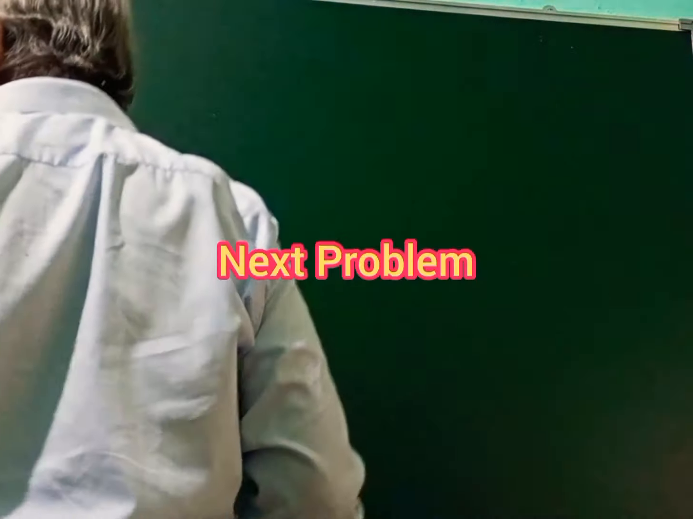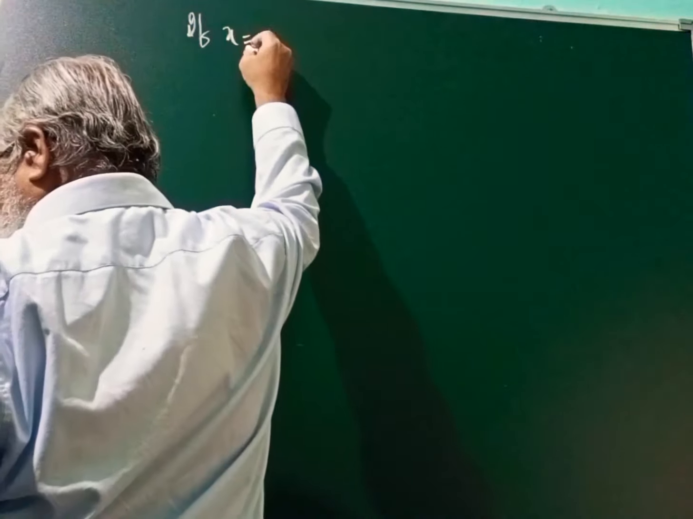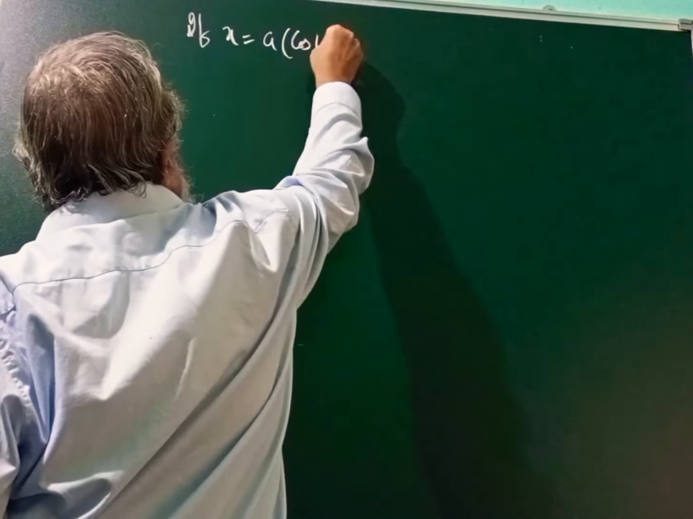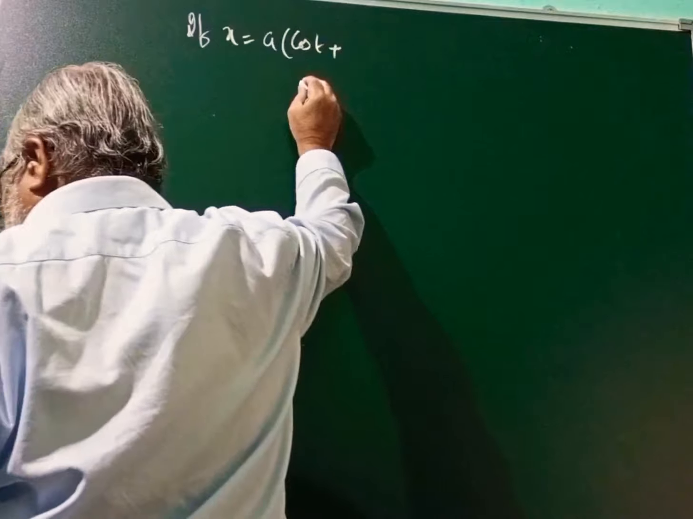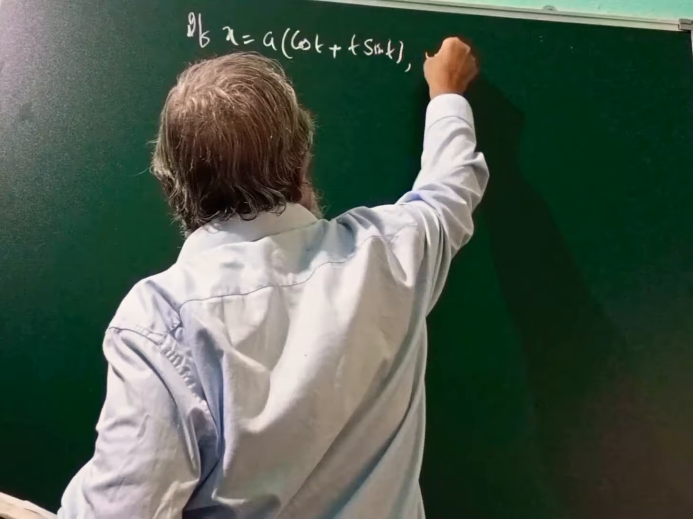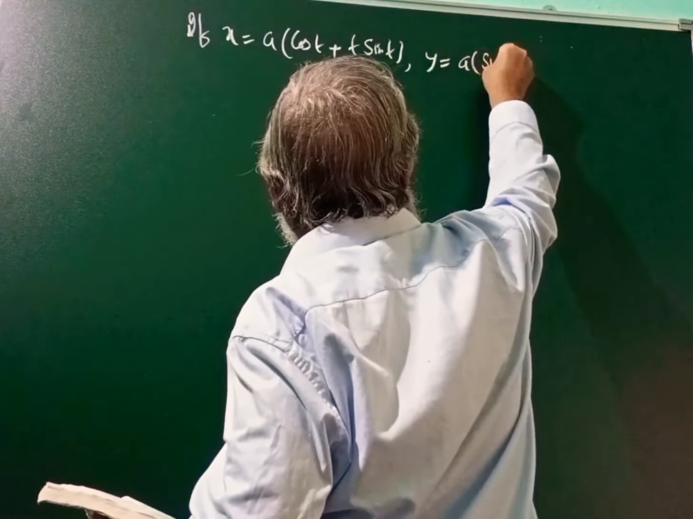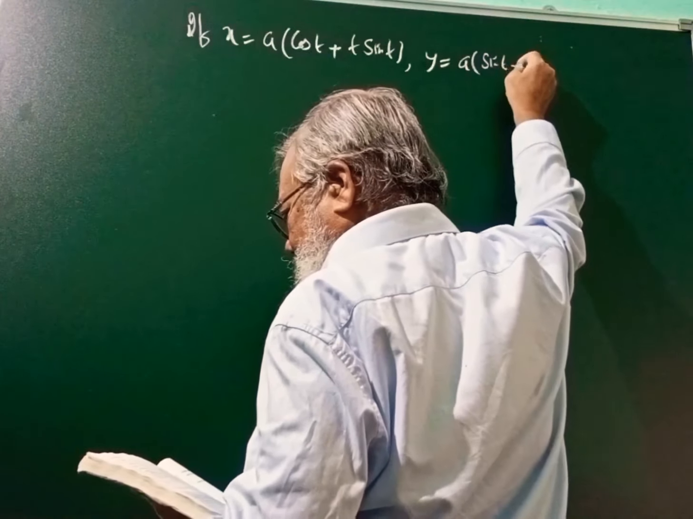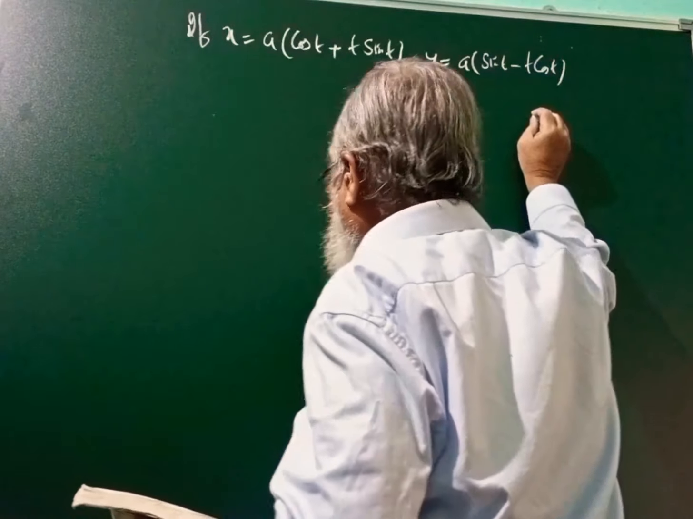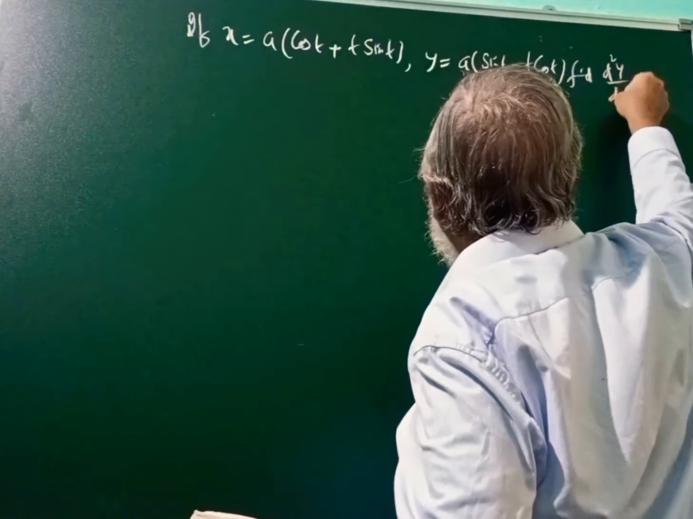Next problem. x is equal to a into cos t plus t sin t, y is equal to a into sin t minus t cos t. Find d square y by dx square.